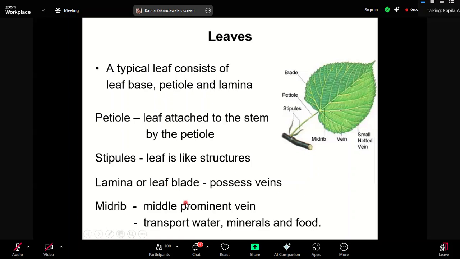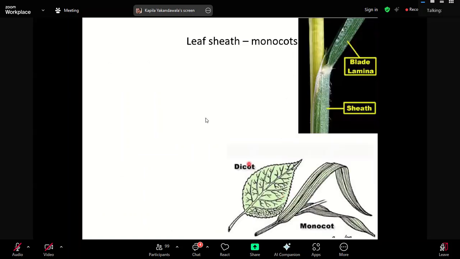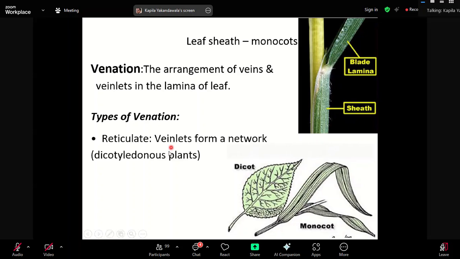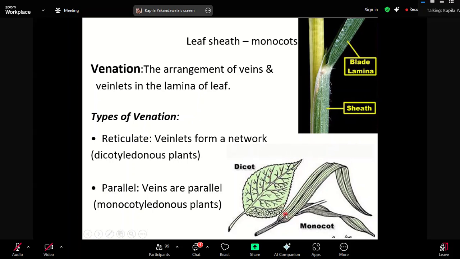Petiole, stipules, blade, midrib. This is the midrib. The midrib is extended to the petiole and it helps to transport food, nutrients and water. Then in monocot leaves, the base is extended and forms a leaf sheath. This is called the leaf sheath. In the rice plant or weeds, you can find a leaf sheath. Venation: in dicot plants, venation is reticulate. In monocot plants, venation is parallel.